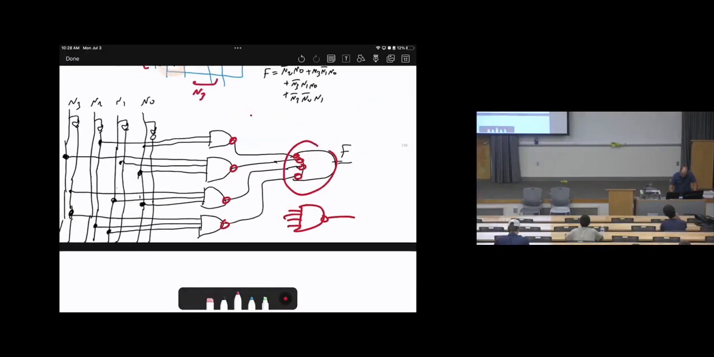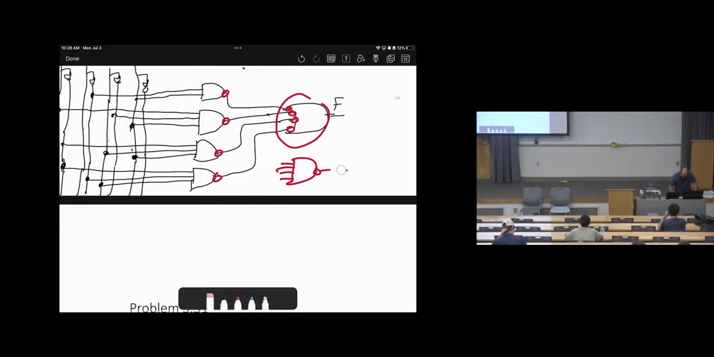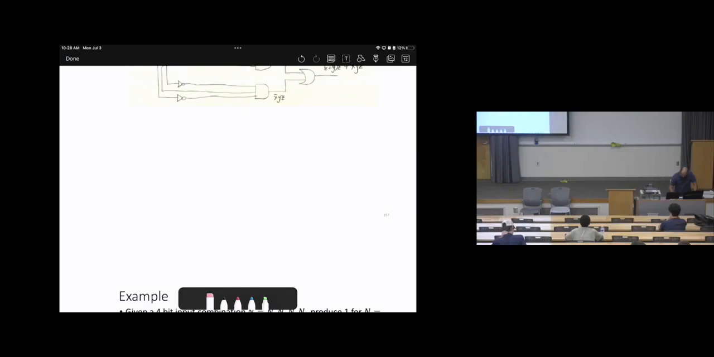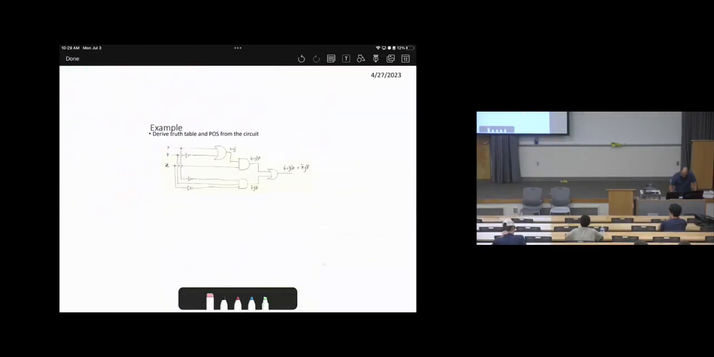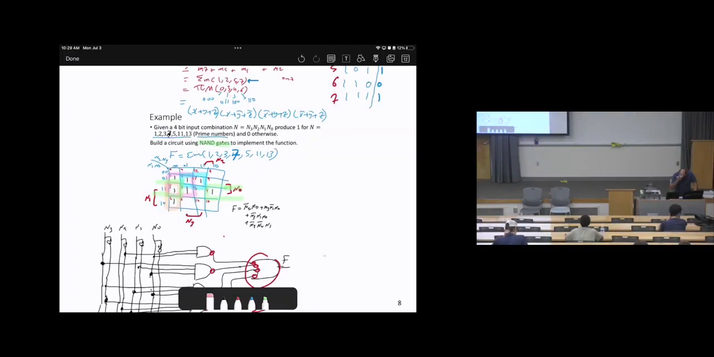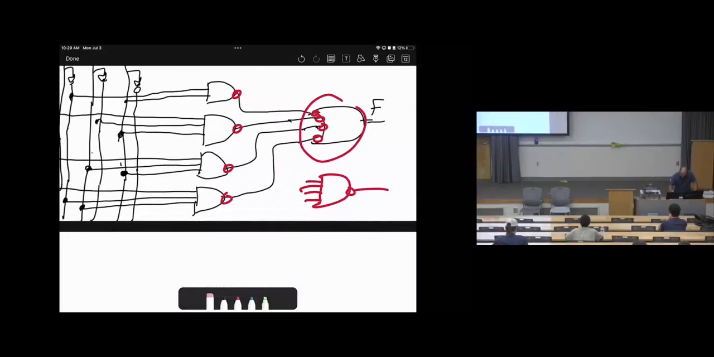Because this one and this one are the same. These two are the same. Then it's enough just to make the bubbles. Any question?